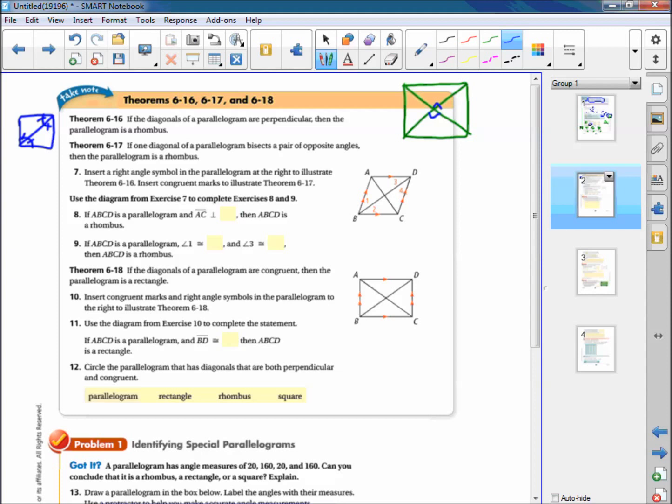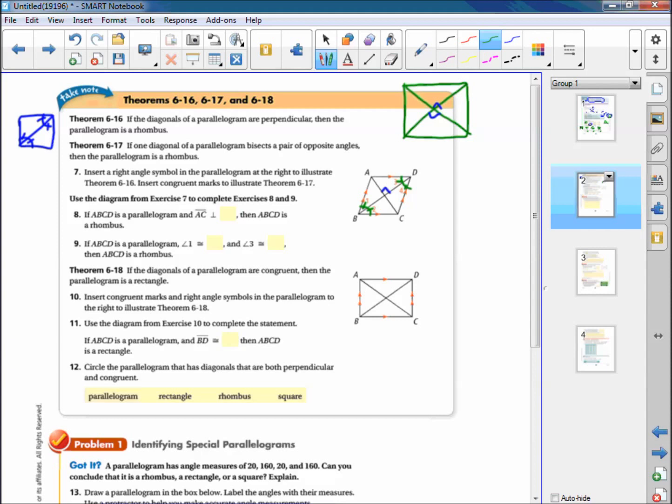Okay. Insert a right angle symbol in the parallelogram at the right to illustrate theorem 6-16. So the right angle is going to be where the diagonals cross. And then insert congruent marks to illustrate 6-17. If one diagonal of a parallelogram bisects a pair of opposite angles, then it is a rhombus. So let's put our congruence marks in here. So angles 3 and 4 are the same, and 1 and 2 are the same as each other and as 3 and 4.